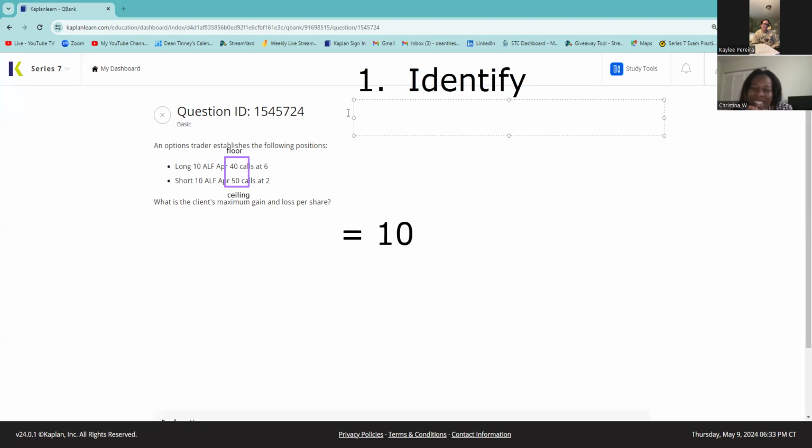The next thing I always say we should do is determine whether it's a debit or a credit.